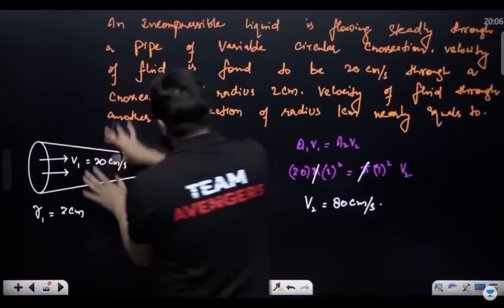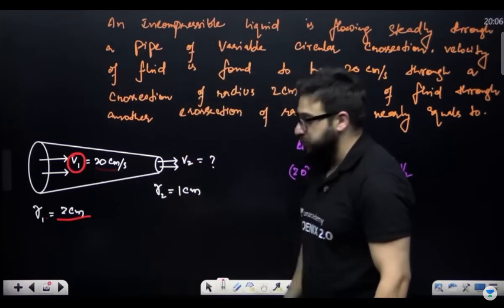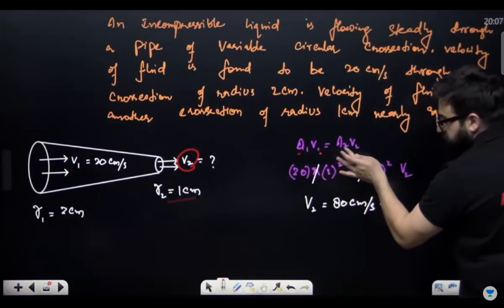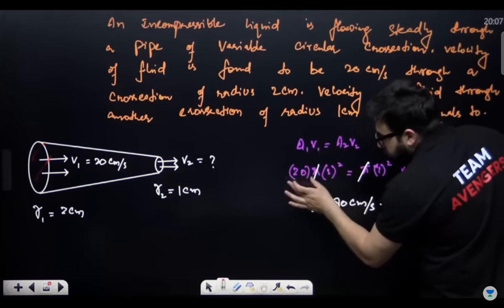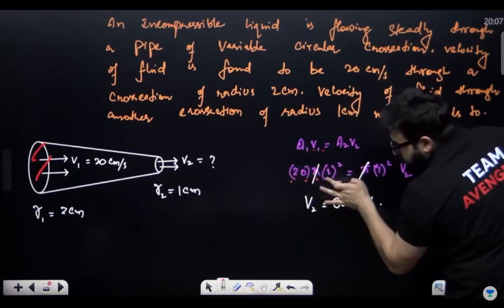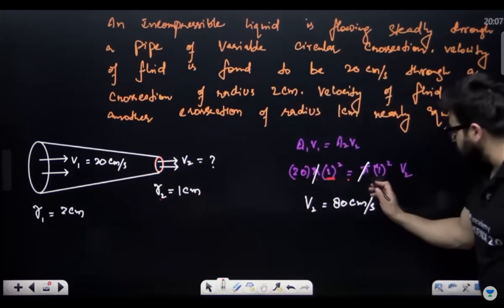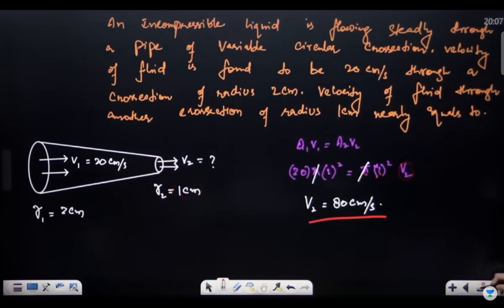Continuity. Now this is a question over here. Radius over here is given as 2 centimeter. Velocity here is given as 20 centimeter per second. Radius here is 1 centimeter. It asks what is the velocity of fluid at this point. What will you say? A1 V1 equals A2 V2. Now what is the area over here? That is pi r square. So velocity is 20, and pi into r square, with radius 2 centimeters, is equal to pi into r2 square. What is the value of r2? That is 1. So 1 square into V2. From here you'll get the value of V2 as 80 centimeters per second, my dear NEET aspirants.